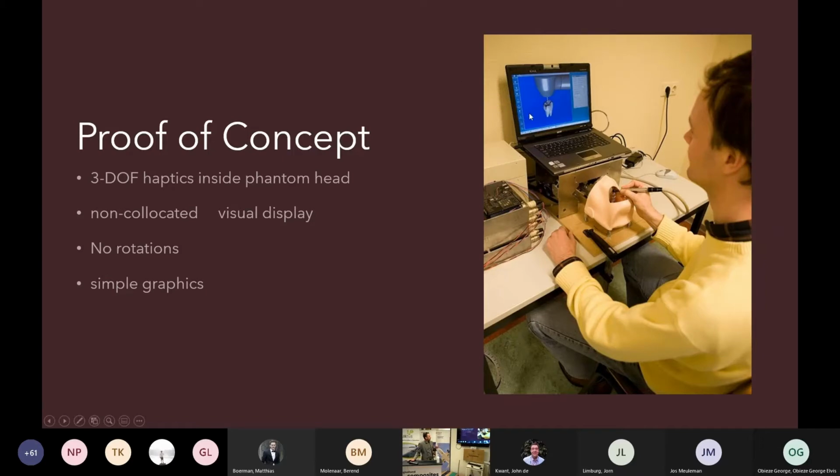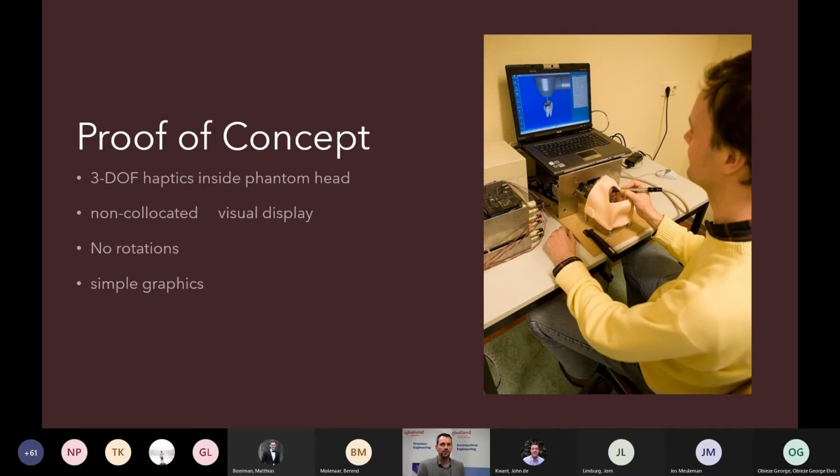The image was on a separate screen, so there was no collocation of the image yet. It was very, very basic. No rotations included, no 3D whatsoever. But the haptics, they were just the thing that we were good at, and we were asked for that because of the haptics.